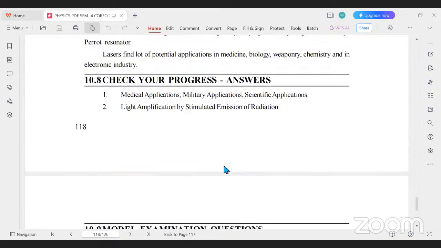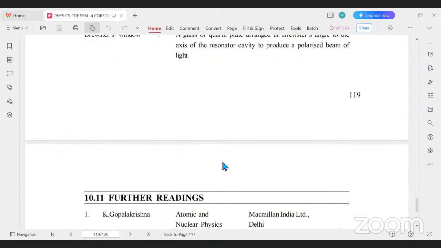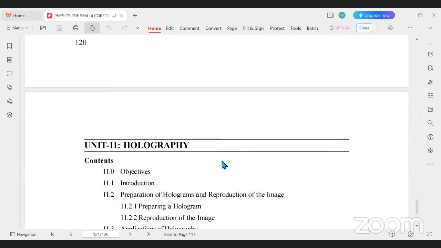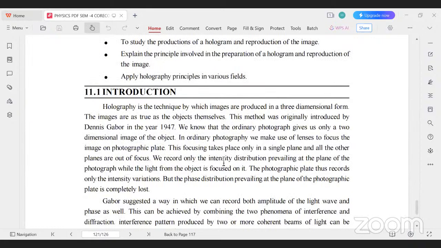So this is a summary and explanation. Coming to the last topic, that is holography. Let us see the introduction and find out.